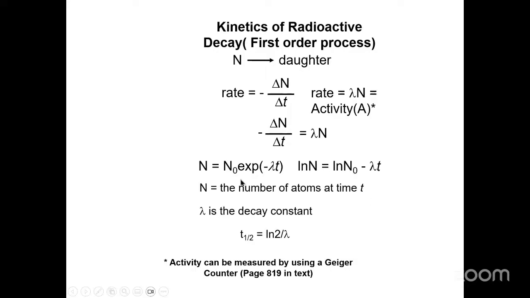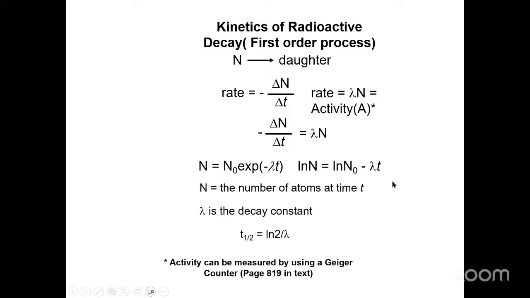So in this case, what this is saying is that the number of nuclei remaining is equal to the initial number of nuclei times e to the minus lambda t, right? And then basically if we take the natural log of both sides, we end up with this equation right here, all right?